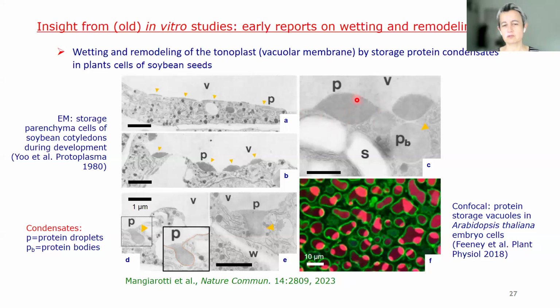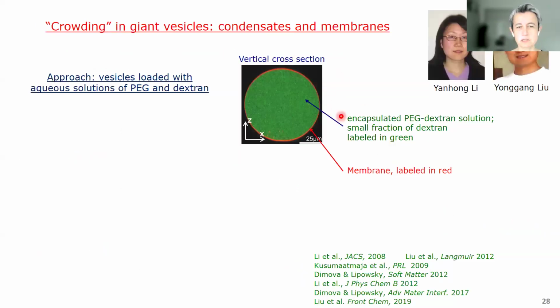If you have so many droplets and you have so many membrane structures inside the cell, what happens when the droplet meets the membrane? And to study this, and this is work that we initiated already quite some time ago, almost 15 years ago, with Yonghang Li and Yonggang Liu, we mimic the crowded environment in the cell by encapsulating in our kind of artificial cells.